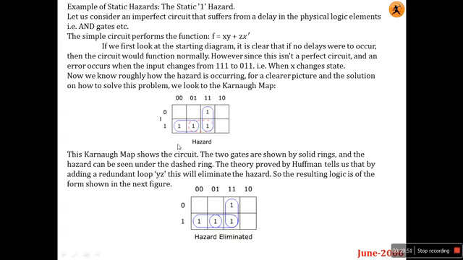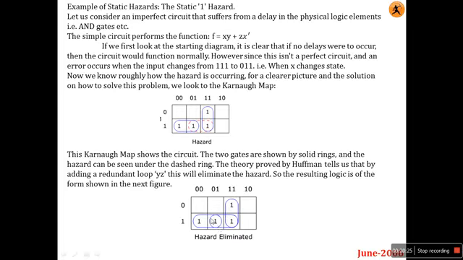This red block shows the static hazard. The K-map shows the circuit. The two gates are shown by solid rings, and the hazard can be seen under the dashed ring. This is one dashed ring. The theory of Huffman tells us that by adding a redundant loop YZ, the hazard is eliminated. So the resulting logic of the figure is this one, this is YZ.